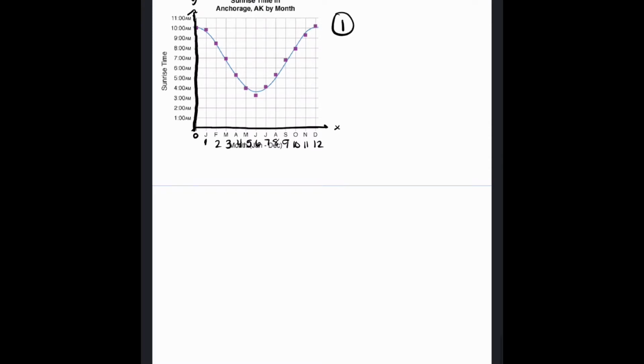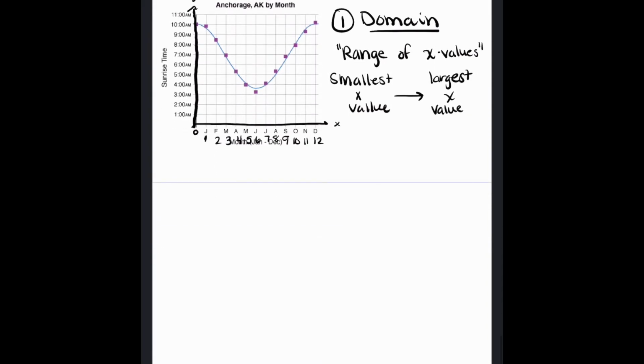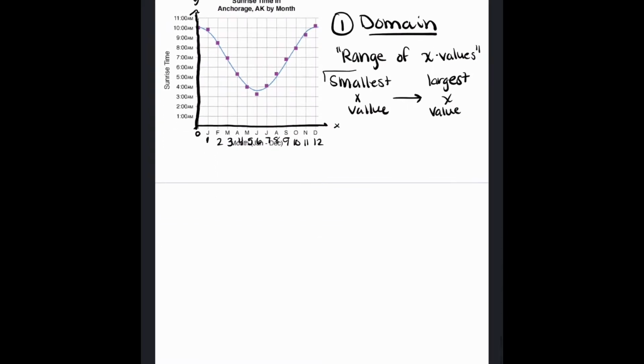Okay, so the first question is going to ask you to find the domain of the graph. The domain is the range of your x values. It's basically the smallest x value you have, all the way over to the largest x value. So we're going to find the smallest x value of our graph and the largest x value of our graph, and that's going to be our domain.